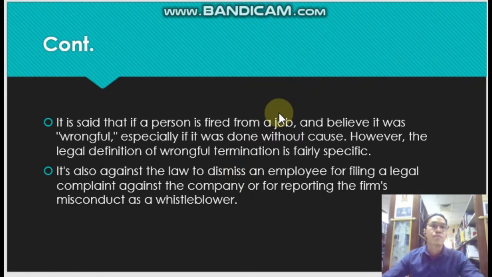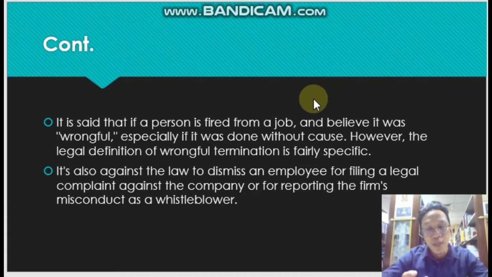So it is said that if a person is fired from a job and they believe it is a wrongful decision, especially if it was done without cause. However, the legal definition of wrongful termination is fairly specific. It's also against the law to dismiss an employee for filing a legal complaint against the company or for reporting the firm's misconduct as a whistleblower. So on whistleblowers, my friend Arif will be discussing more later.